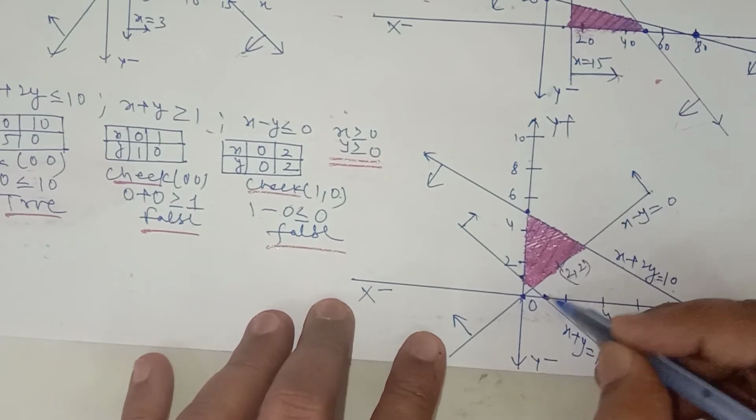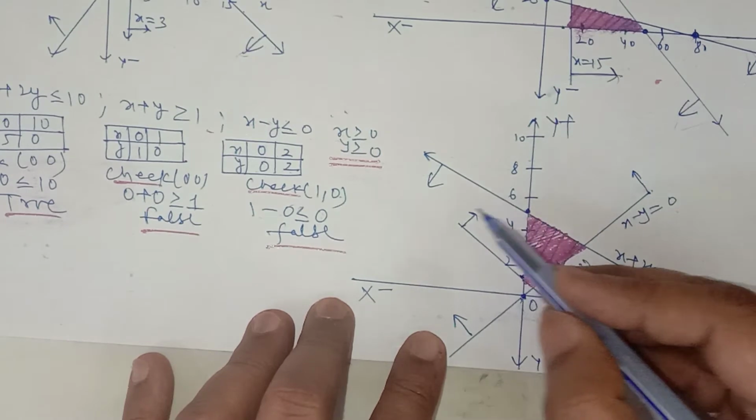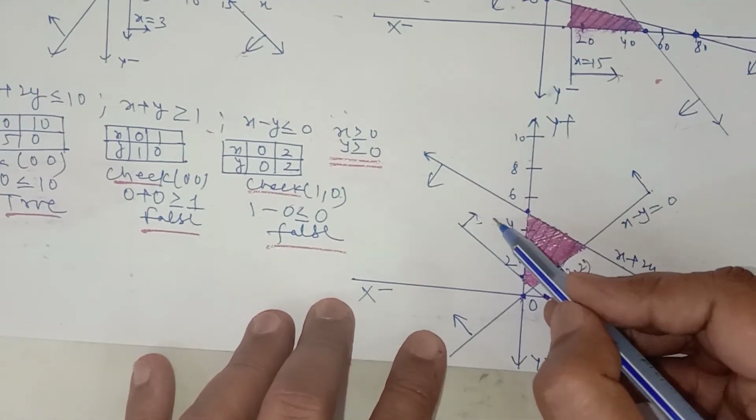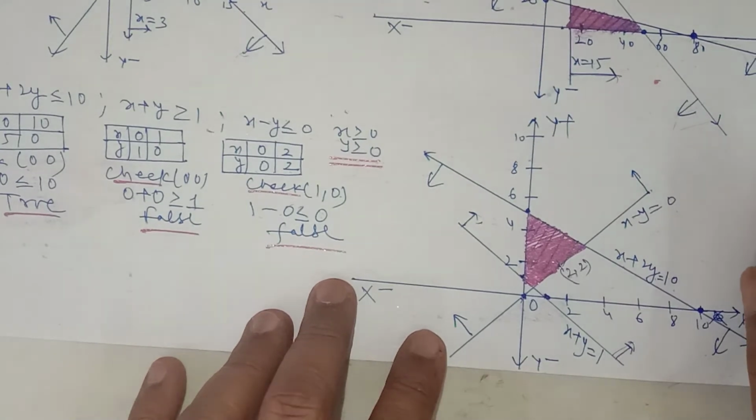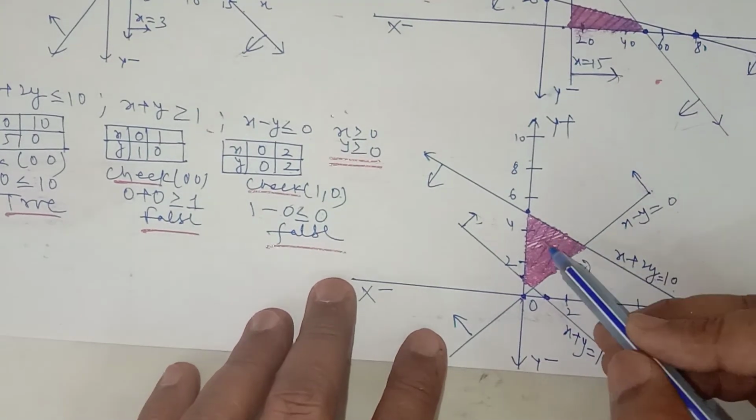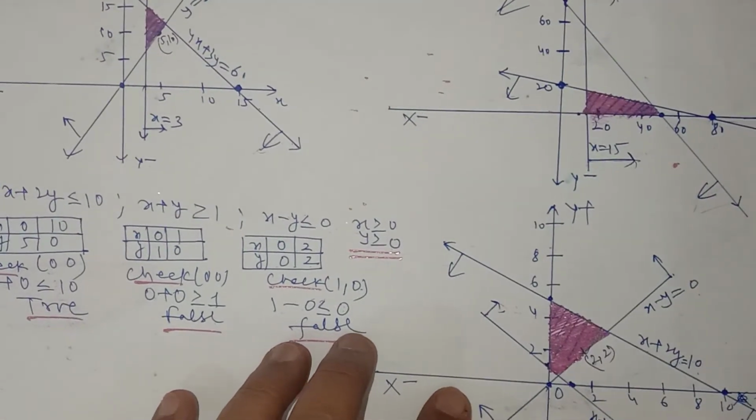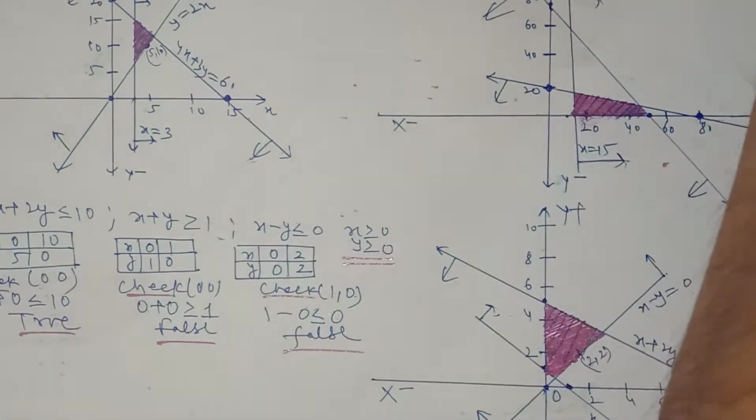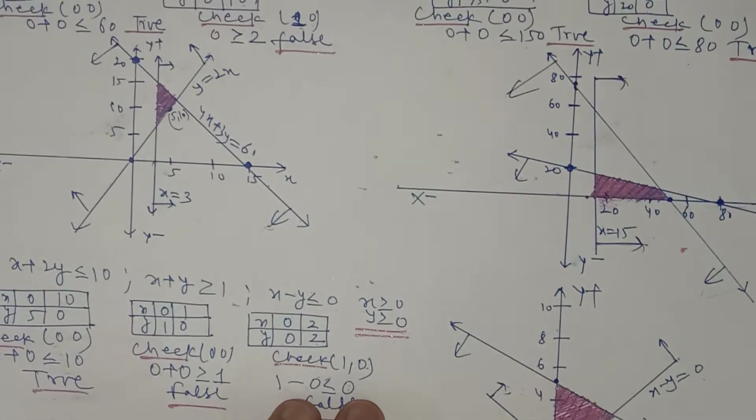Now see the common shaded portion. The common shaded portion is this for these three. But I have not shaded this portion in the second quadrant because it is given that you have to shade the common shaded portion in the first quadrant only. So this is the common shaded portion. So this is the completion of exercise 6.3, which contains the graphs of linear inequations.